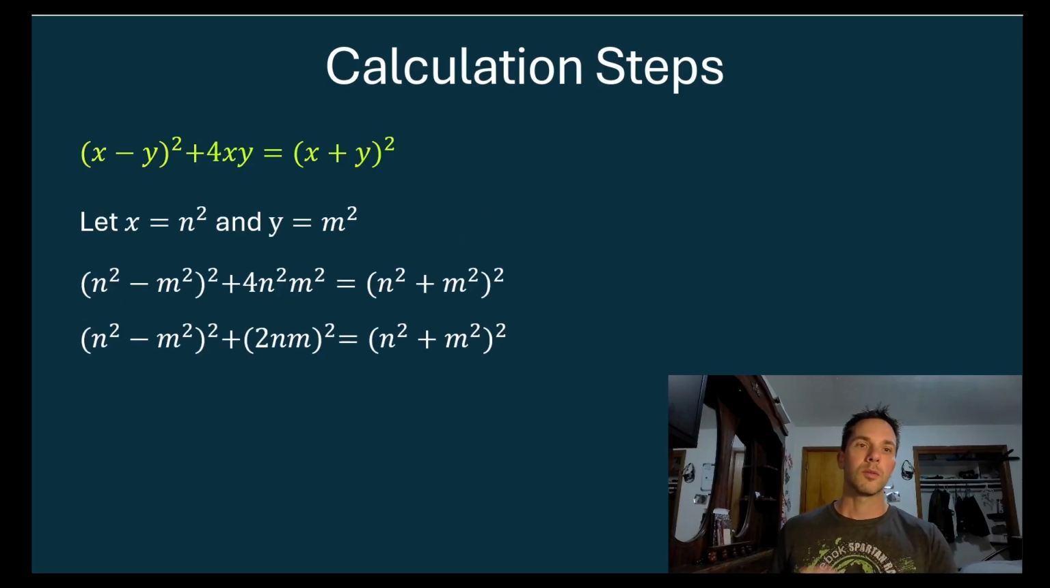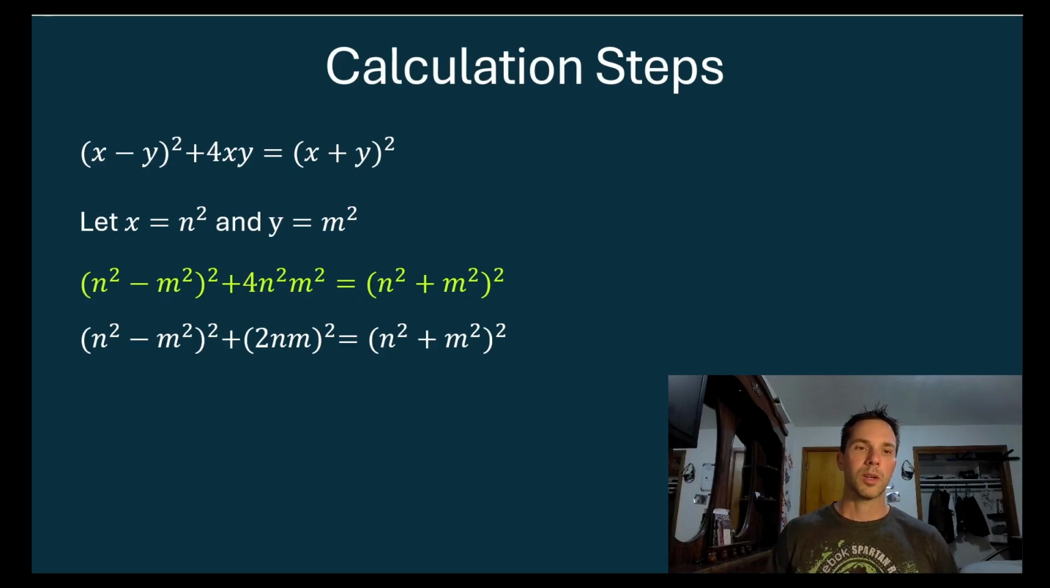So once we substitute that 4xy back into the equation, we get (x minus y) squared plus 4xy equals (x plus y) squared. Now we're going to let x equal some number n squared and y equal some number m squared. When we do that, we start to see the equation forming: (n squared minus m squared) squared plus 4 times n squared m squared equals (n squared plus m squared) squared.